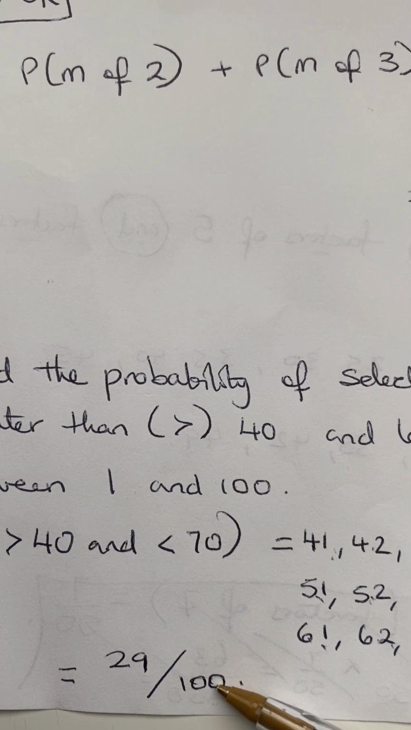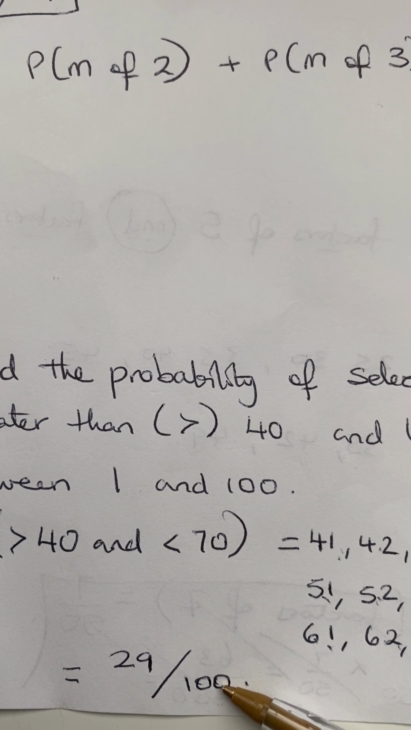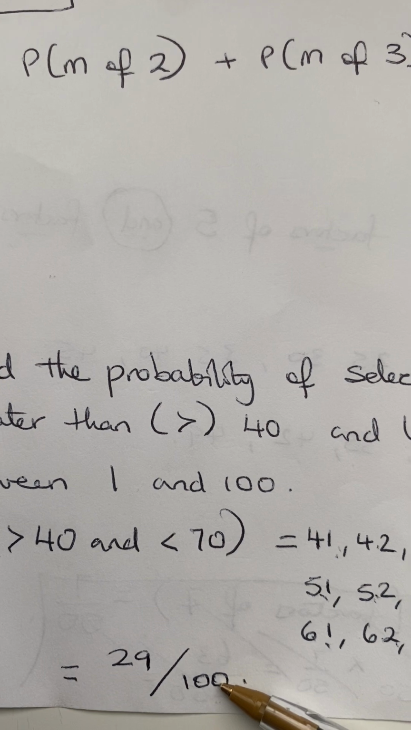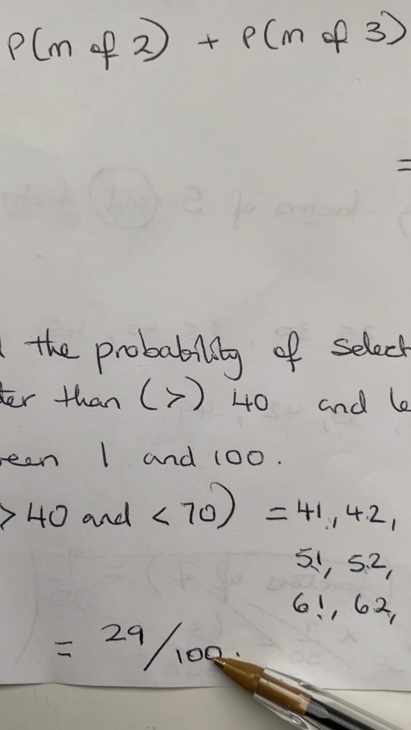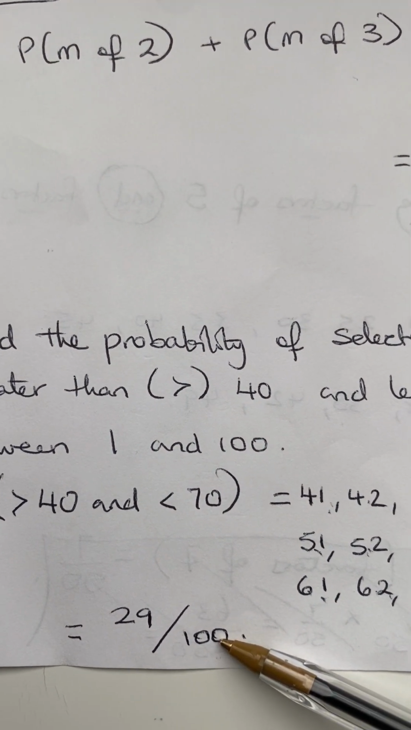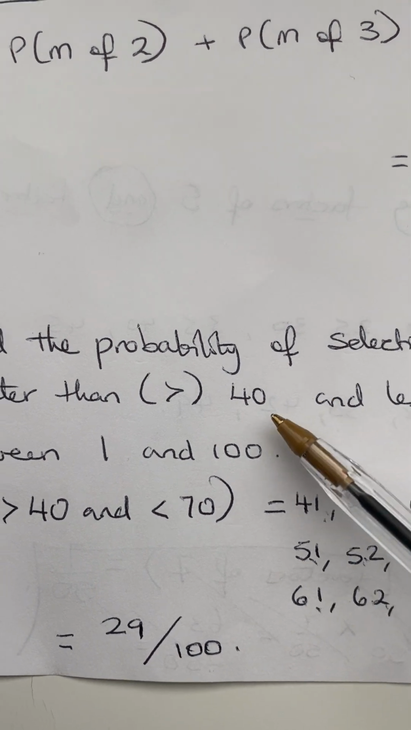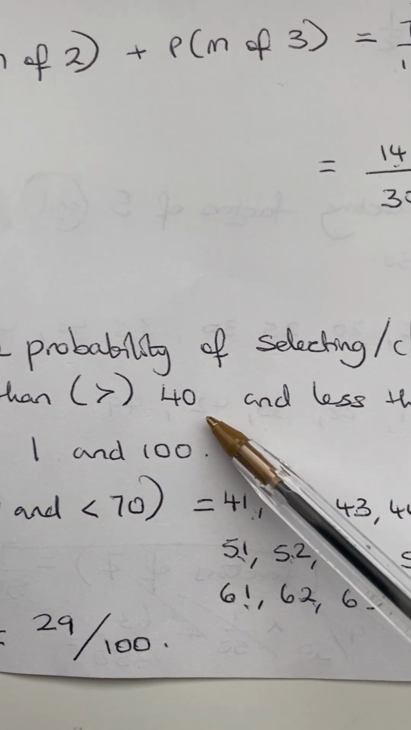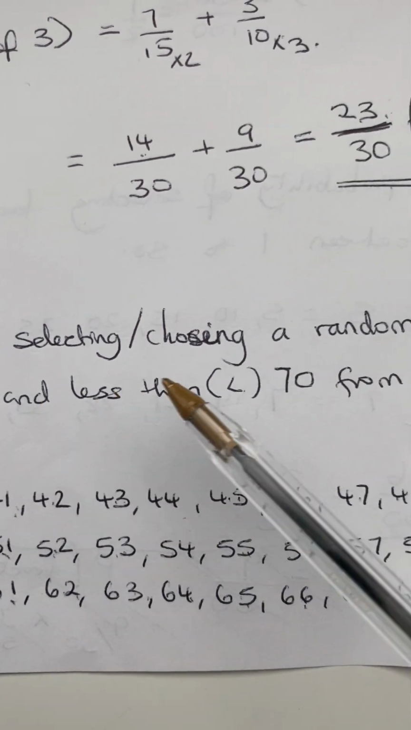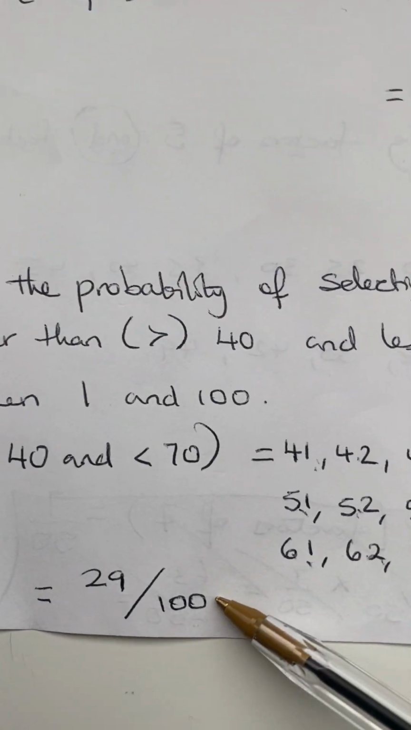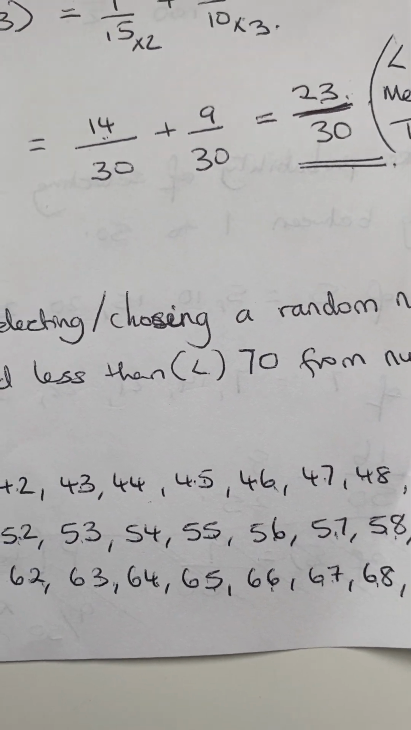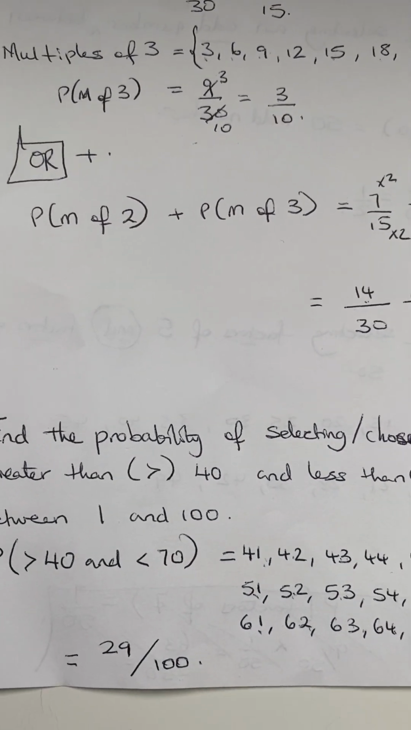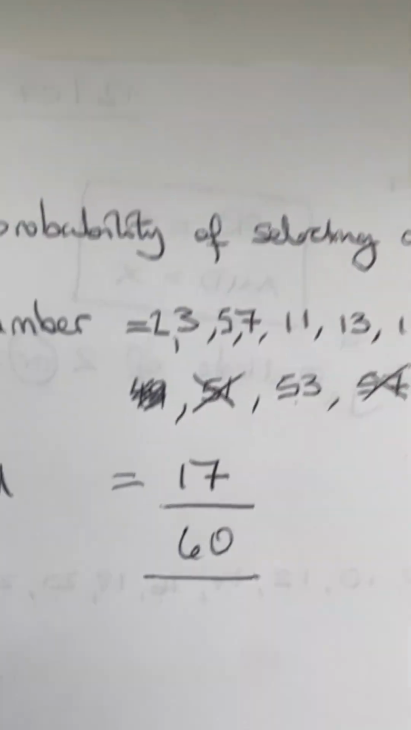So we are choosing a number between 1 and 100. So we have 100 numbers in a bag, but we want only numbers greater than 40 and less than 70. So that will be our probability to choose any of these numbers. So there we are. Now the third question.